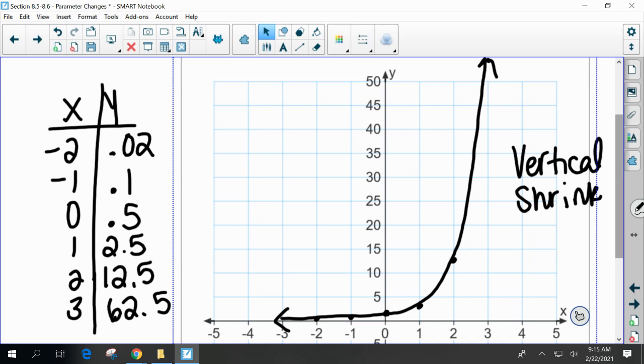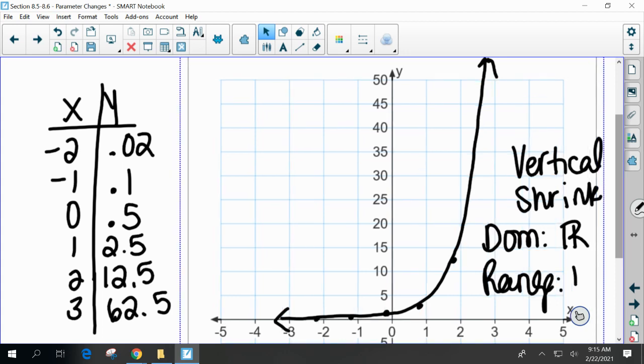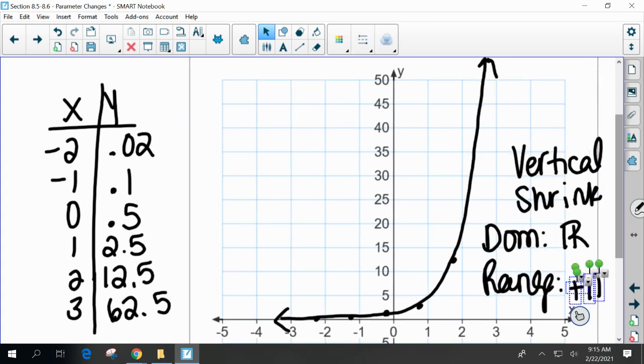And then we need to also do the domain and range. So for the domain, what would it equal? All real numbers. And the range, what's the range? Positive, all real numbers.